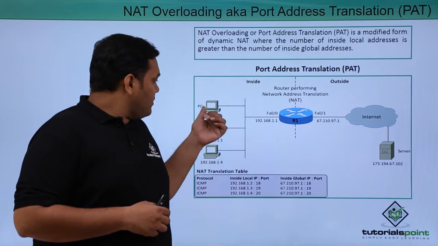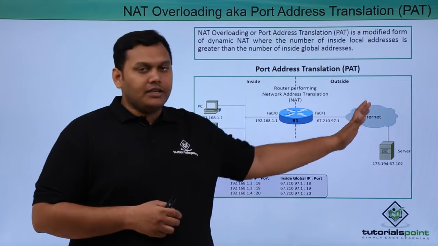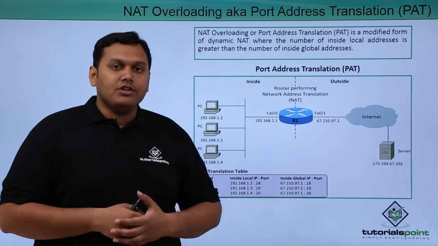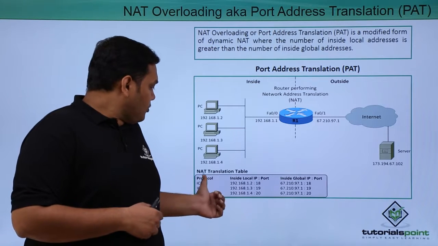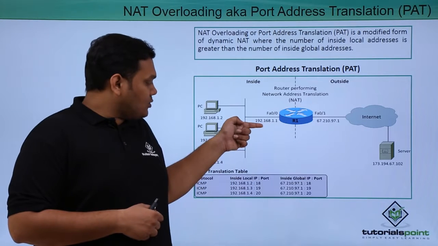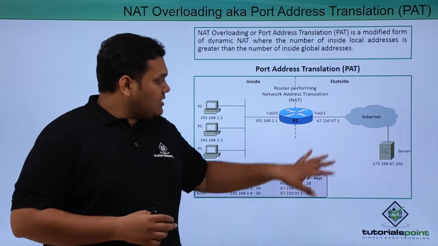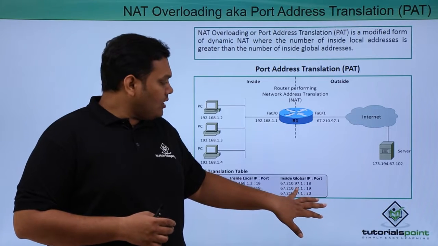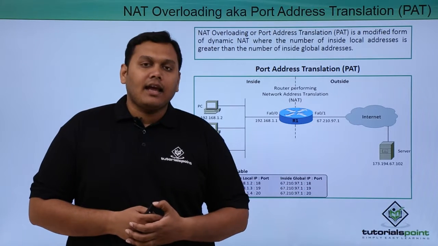Here PC 1, 2, 3 are connected to the router, and from there the router is connected to the internet. The inside interface is FA0/0 and the outside interface is 0/1. You can see the network address translation table here. The protocol is ICMP, which is a messaging protocol, and the inside local IP addresses start with 1.1, 1.2, 1.3 and 1.4 and so on. In the same way, on the outside the global IP address is 97.1, 97.1, 97.1, with the number changing as 18, 19 and 20.